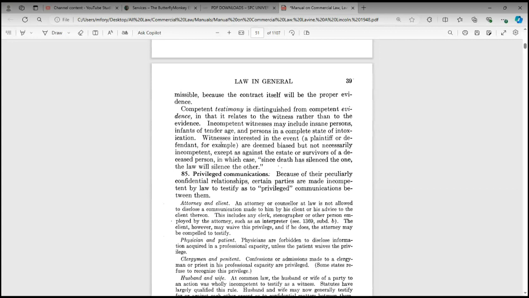That's a crazy thing right here. Witnesses interested in the event are deemed biased, but not necessarily incompetent, except against the estate or survivors of a deceased person.